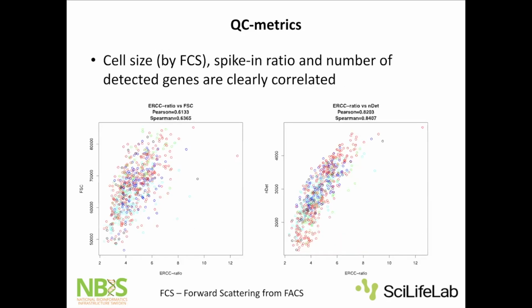But you have to be aware that cell size, number of genes and spike-in ratio are all correlated. So here is an experiment where they FACS sorted the cells, and the forward scattering in the FACS is supposed to be a proxy for the size of the cell. If we look at forward scattering versus spike-in ratio, you see that there's a clear correlation, even though it's not perfect. And the number of detected genes versus spike-in ratio is also clearly correlated. So cell size and how much RNA we detect are clearly correlated.